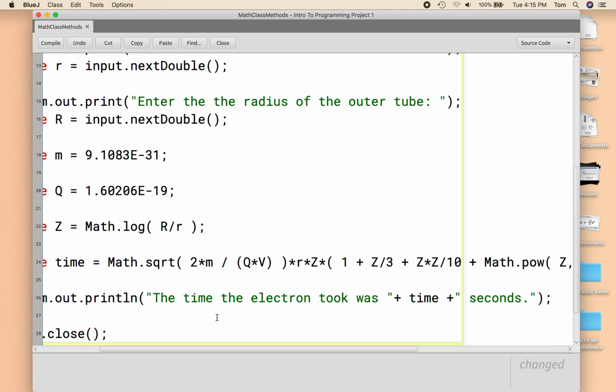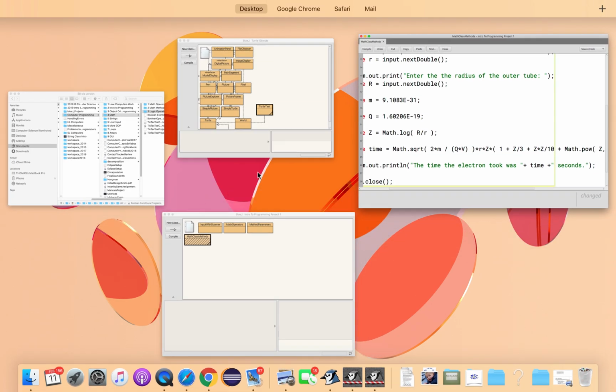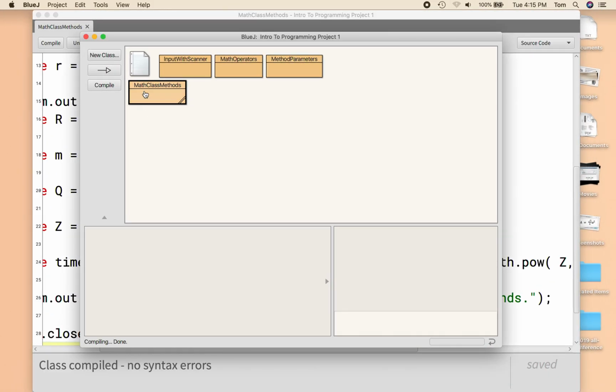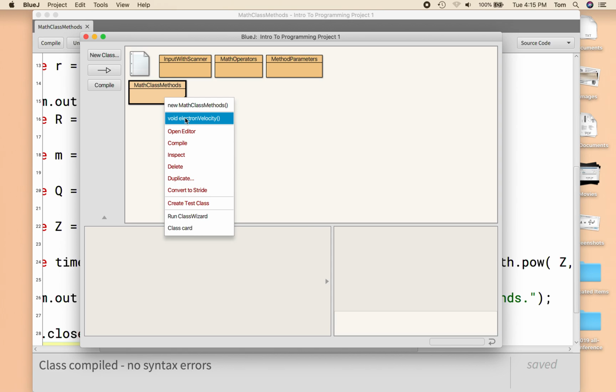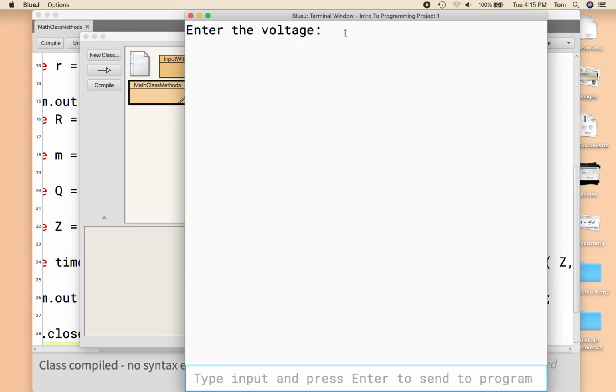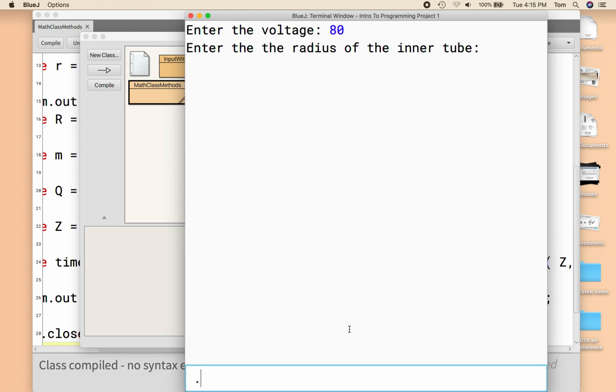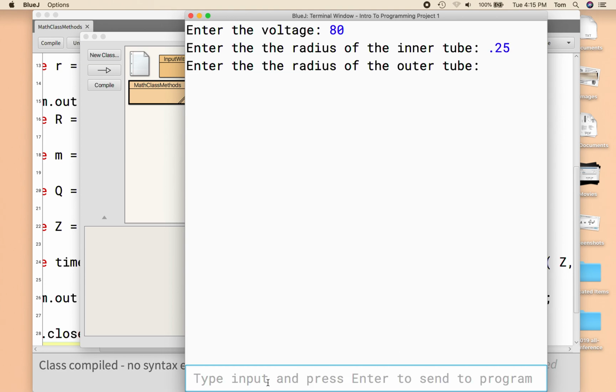So hopefully that makes some sense for you, and then we want to run that. So I'm going to compile this, and now we can go ahead and run Electron Velocity. Enter the voltage. Guys, I really don't know what a good voltage is here. So let's just say that we're running this thing at 80 volts. Enter the radius of the inner tube. So I'm going to say that that is like 0.25 of a meter. And let's say that the outer tube is 5 meters.